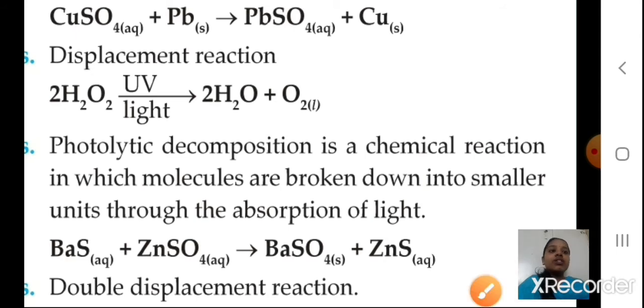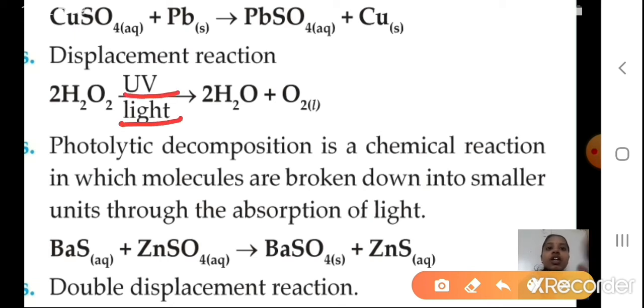Students, next you can see 2H2O2. In the presence of UV light you get 2H2O plus O2. 2H2O2 is hydrogen peroxide. This type of reaction you call photolytic decomposition. Why photolytic, students? Because it is in the presence of UV light. Photolytic decomposition is a chemical reaction in which molecules are broken down into simpler units through the absorption of light.